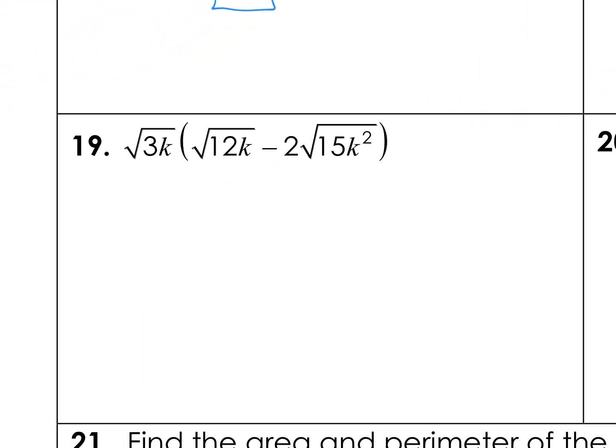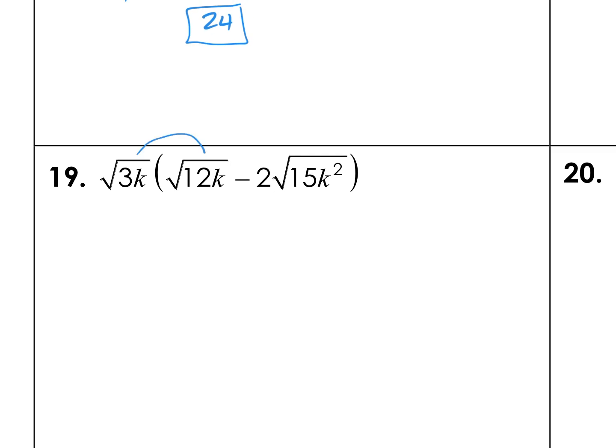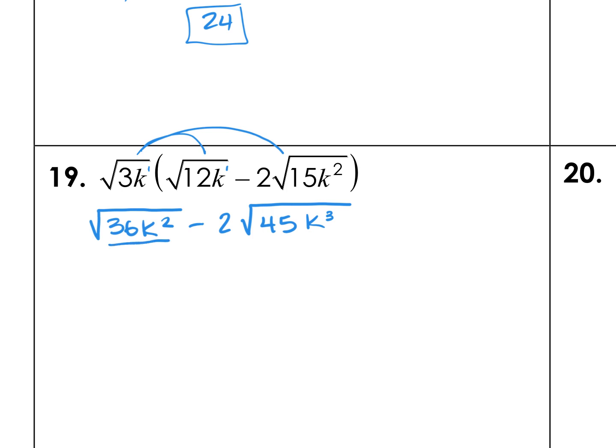So what happens if we have variables? Well, we just follow those same rules. So that's the distributive property. So this is going to be the square root of 36k squared, because you're adding those exponents. Then the 2's on the outside here. 3 times 15 is 45. K times k squared is k cubed. So simplify what you can. Square root of 36k squared is 6k.